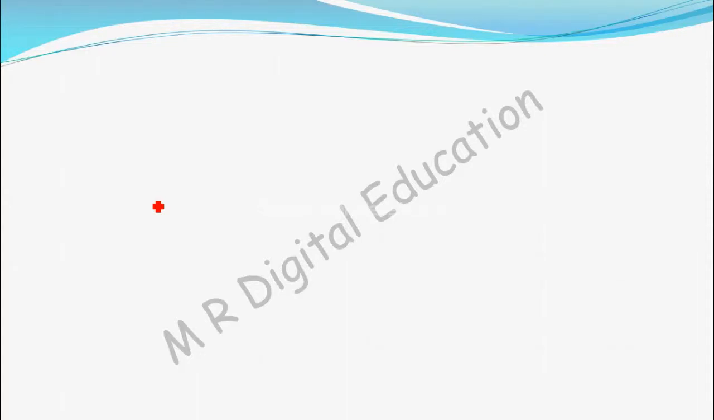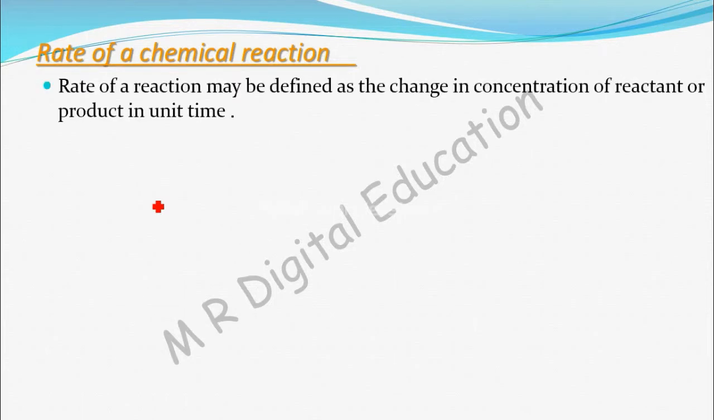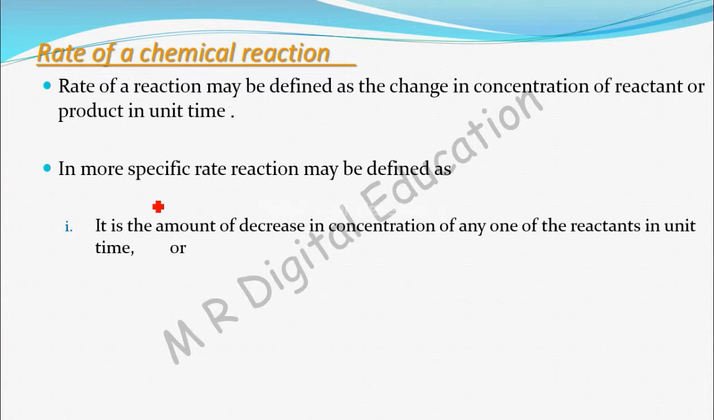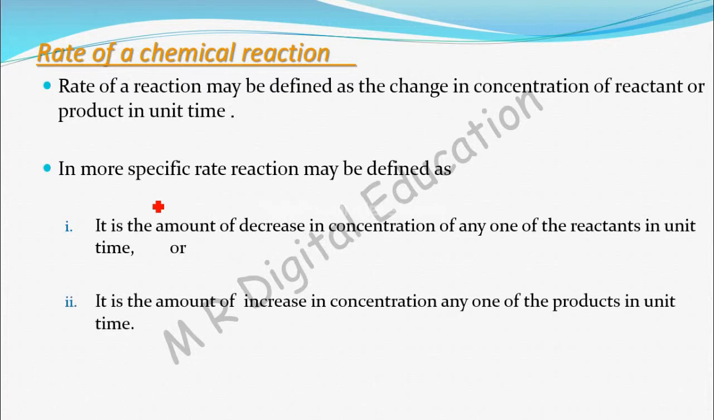Let's see now what is the rate of chemical reaction. Rate of a reaction may be defined as the change in concentration of reactant or product in unit time. More specifically, rate of reaction may be defined as the amount of decrease in concentration of any one of the reactants in unit time, or the amount of increase in concentration of any one of the products in unit time. I think you didn't understand this one.